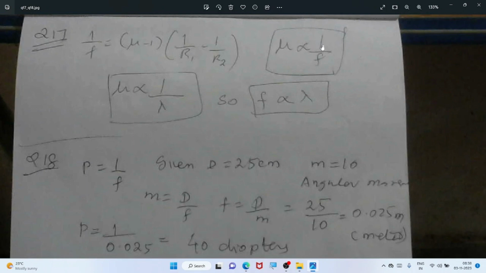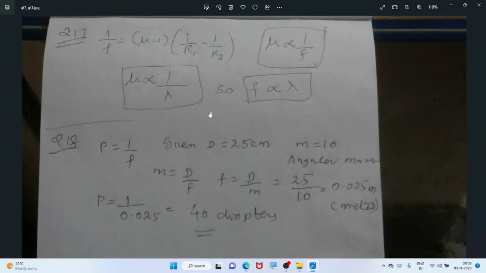Refractive index more means focal length is less, and refractive index is inversely proportional to the wavelength also. So it is inversely proportional to the focal length and wavelength. That means these two are directly proportional. Focal length and the wavelength are directly proportional.